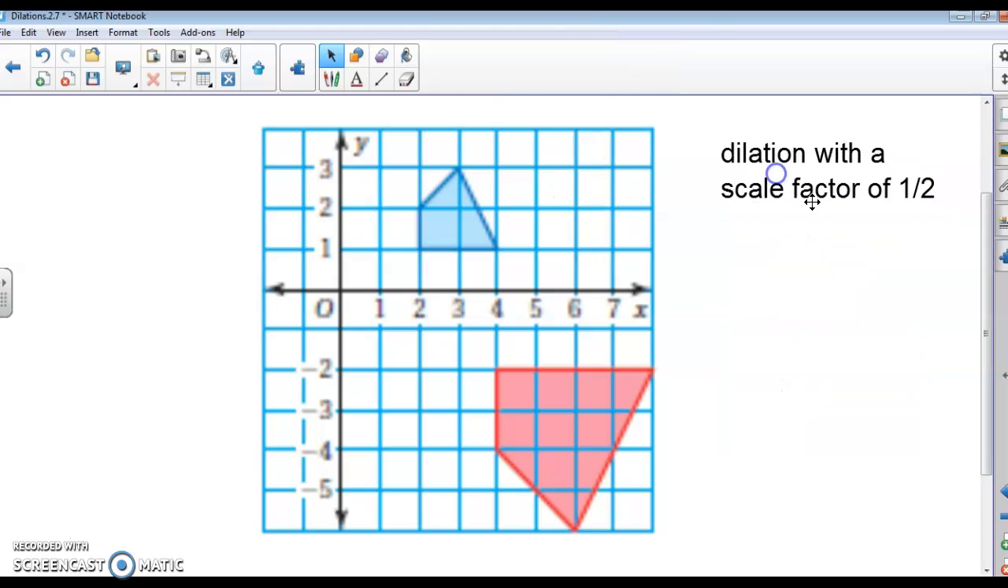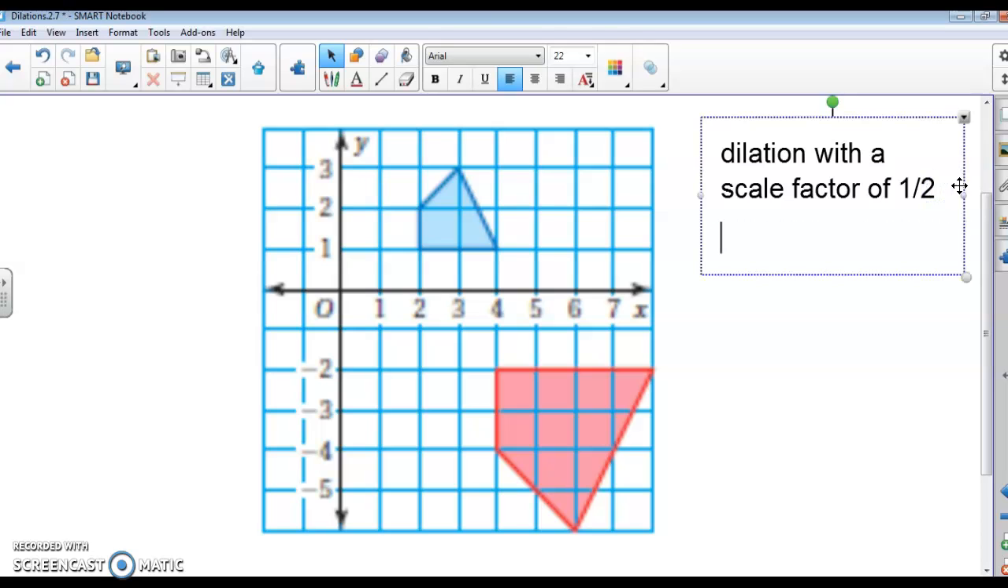Alright, and then the next thing that happened is it looks like it got flipped over. I would say that it probably just got flipped. It's on the left-hand side, it's just that this was on the bottom, now it's on the top. So I have to flip it over the x-axis. The order wouldn't matter, but after you do the dilation with a scale factor of 1/2, you would reflect it over the x-axis.